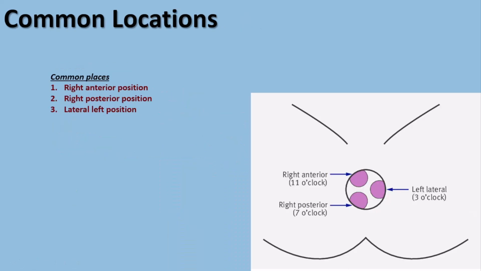So what are the common locations for hemorrhoid? We have 3 classical locations. If this is the anterior part of the body and this is the posterior, we have left lateral at 3 o'clock position, we have right posterior at 7 o'clock position, and also we have right anterior at 11 o'clock position. So these are 3 classical locations that you will see in case of hemorrhoid patient.